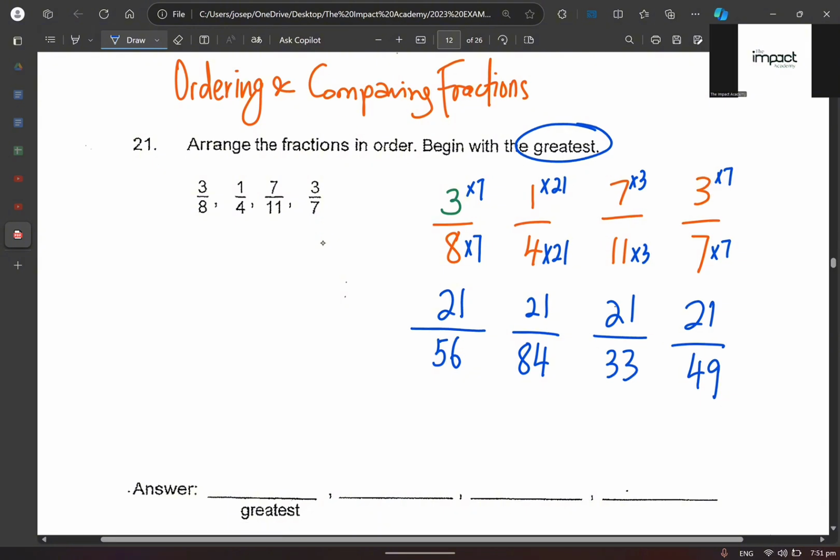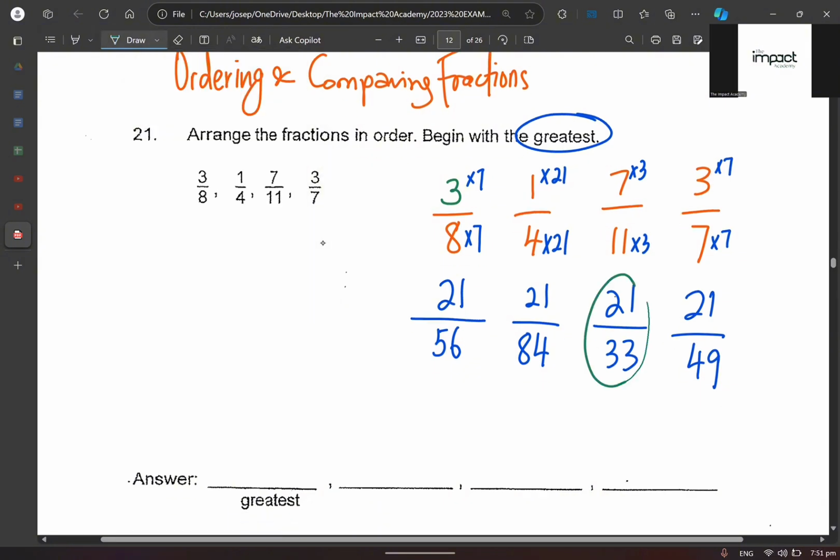The greatest one is actually this one. Can you all see? Am I making sense? Can you write 21 over 33? No, you cannot write that. You have to give back the same one, which is 7 over 11. Are you understanding? Very good. Then we move on to the next one.